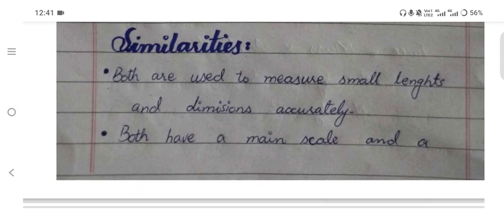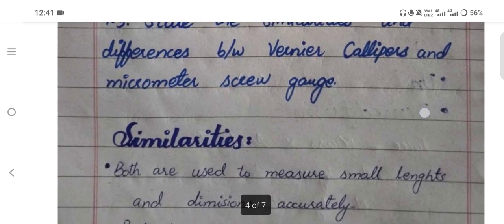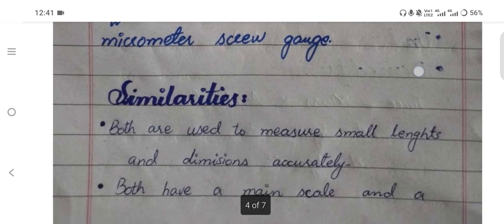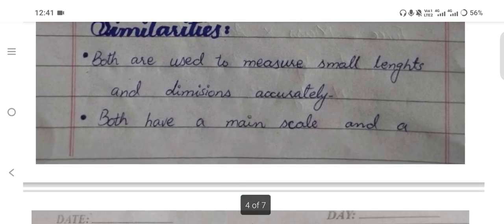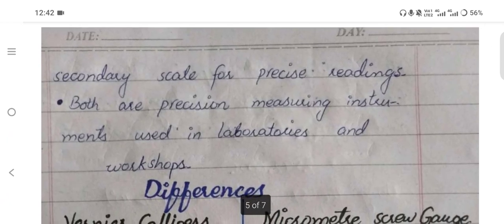Both are used to measure small lengths and dimensions accurately. This is the similarity between the vernier caliper and the micrometer screw gauge. And the second similarity: both have a main scale and a secondary scale for precise reading. And both are precision measuring instruments used in laboratories and workshops.